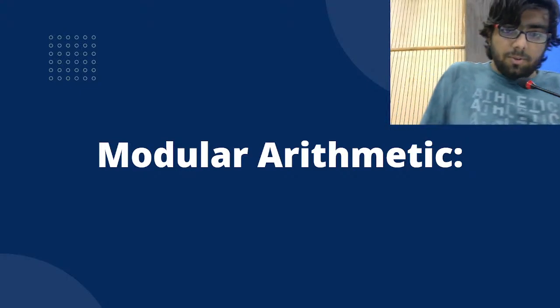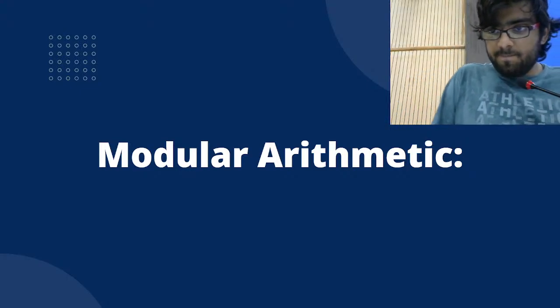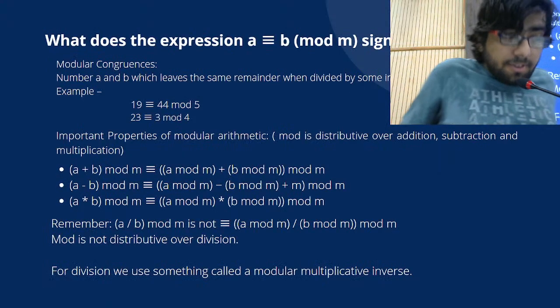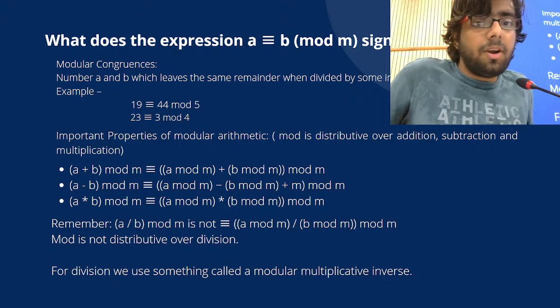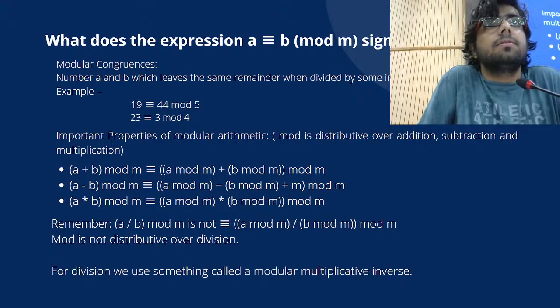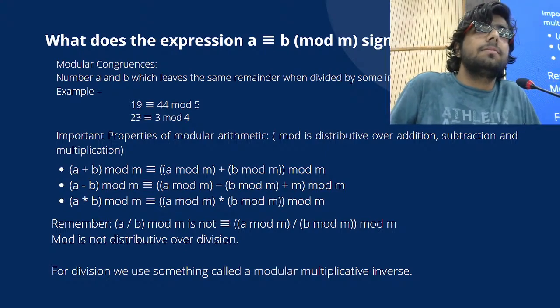So next we move on to modular arithmetic. Many of you would have seen the symbol A equivalent to B mod M. What does that mean actually? Anyone who knows about modular arithmetic, please?